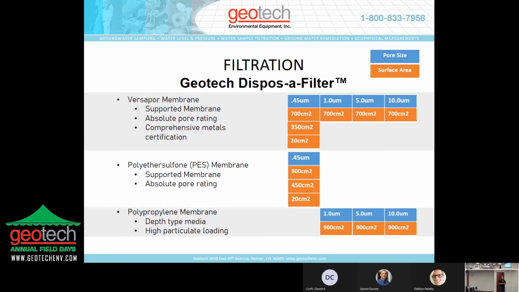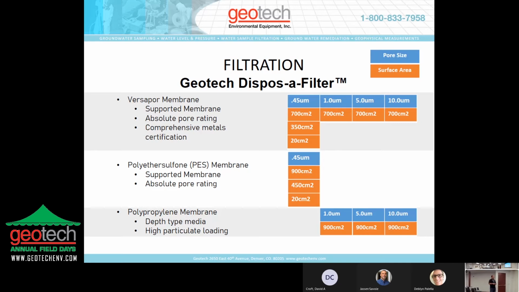So we came out with our own PES membrane, which is a great membrane. It's still an absolute pore size. And then we increased the top end of our filter area to 900 square centimeters. So that's where we have the big range of filter media sizes with two different types of membrane, right? And it includes the supported membrane on the inside of it as well, as well as the depth media, so it's got a little bit of pre-filter in it.